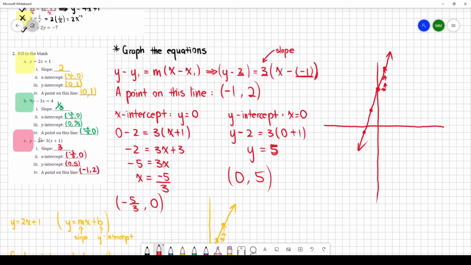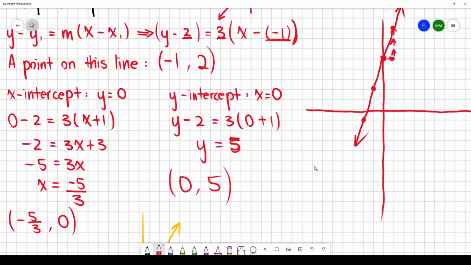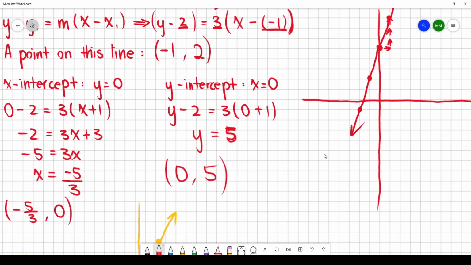You don't need to graph it for this question, but I'm just graphing it for a visual aid. And right here is the x-intercept, right? So it's kind of to scale. Negative 5 over 3, that's a bit over 1, and it shows here. So this is negative 1, so a bit over negative 1, that is negative 5 over 3.